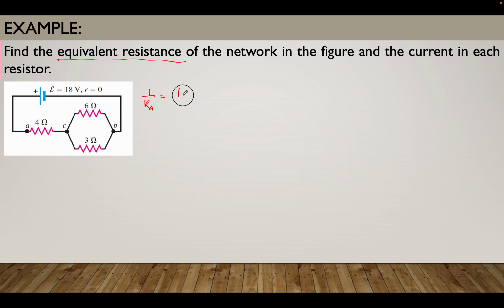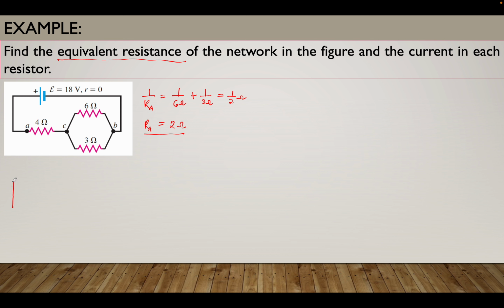So we have 1 over 6 ohms plus 1 over 3 ohms. So 1 over R sub A is equal to 1 half. 1 half ohms. So our R sub A is equal to 1 half. The reciprocal of 1 half is 2 over 1, or we have 2 ohms. So this is our RA. Okay. So now, if we want to simplify the circuit, it becomes like this.